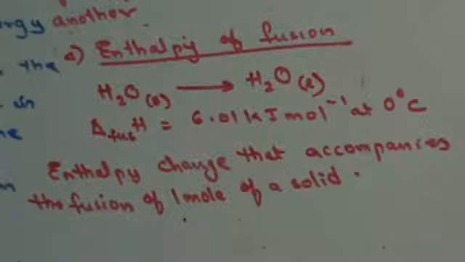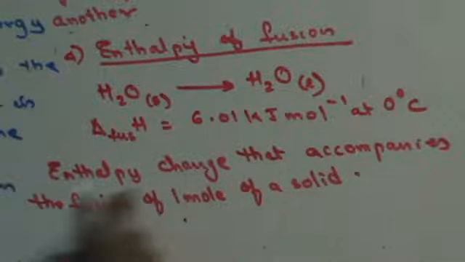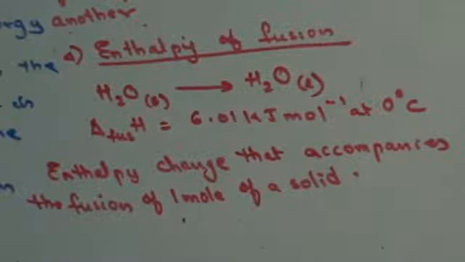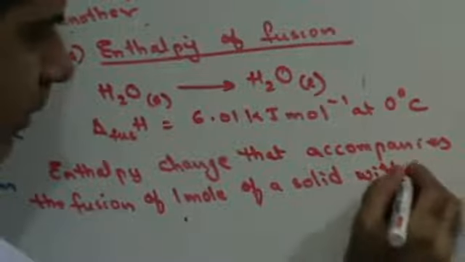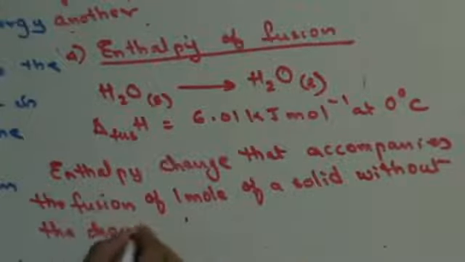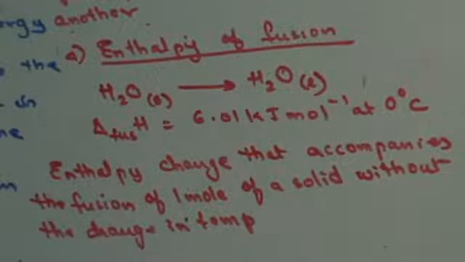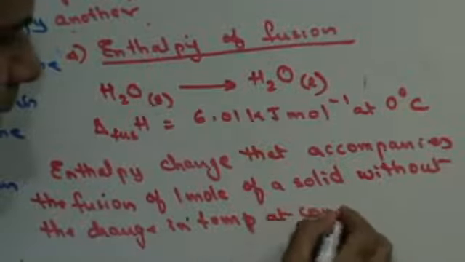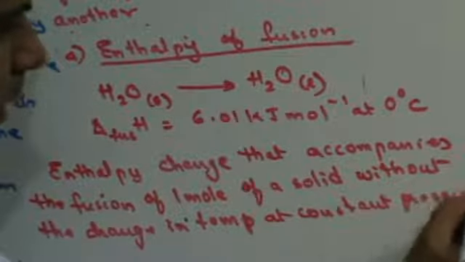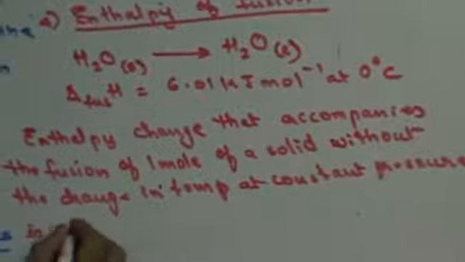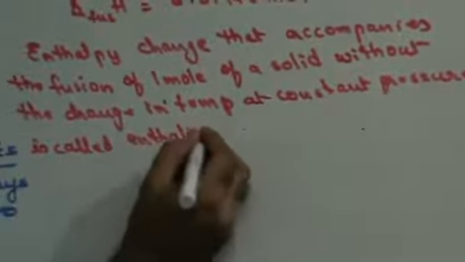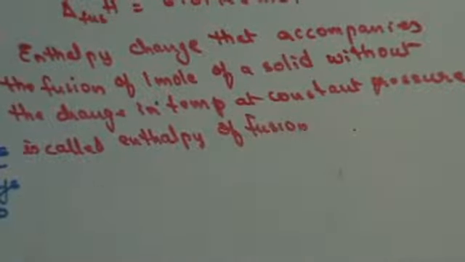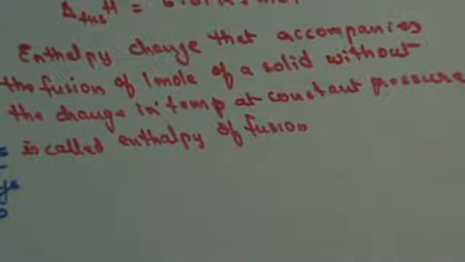So the amount of heat energy that I need to give to 1 mole of solid to convert it into liquid would be called your enthalpy of fusion. I am trying to give you the same definition in different words so that you understand this. So enthalpy change that accompanies the fusion of 1 mole of solid without the change in temperature, at constant pressure, is called enthalpy of fusion. Right? Do you understand this? So do we understand what is enthalpy of fusion?